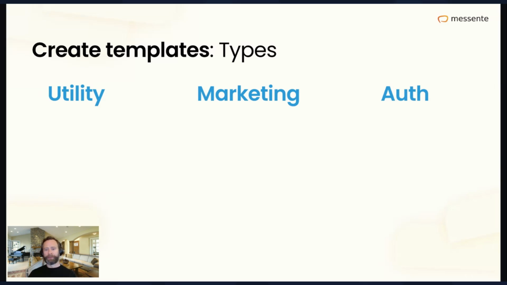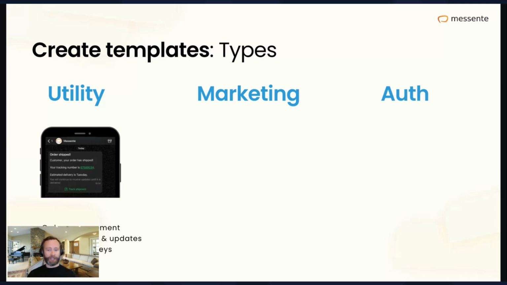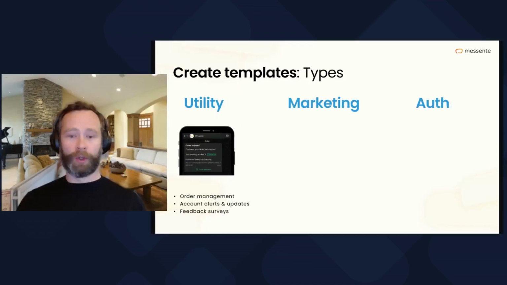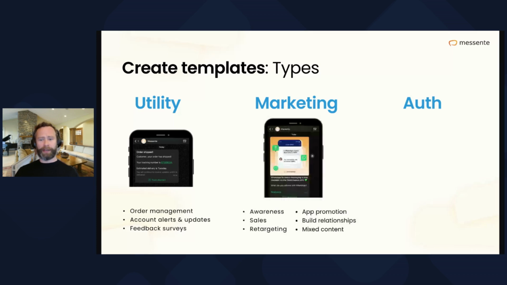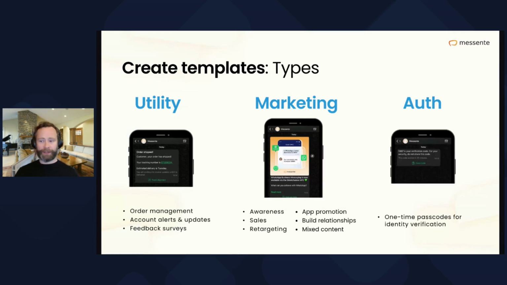So let's have a look at those types: utility, marketing, and authentication. Utility is any form of customer communication, so any form of order management, account management, alerts, updates, notifications, surveys, shipping notifications, any of that would all be counted as a utility message. Marketing is then anything promotional, so anything around raising awareness, maybe promoting an app, sales, short-term discounts, also more generally building customer relationships or retargeting, and also anything that's a kind of mixed use case. So if you've got a template that's part a utility conversation, but also includes some promotional content, that would get classified as a marketing template. And then finally, authentication. So this is about one-time passwords for identity verification.